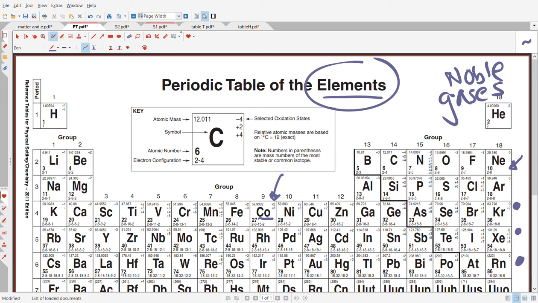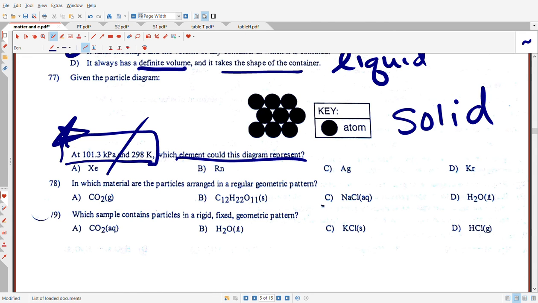And then we have Ag, which you're going to learn is silver, and silver is a metal, and metals are solids. There's only one metal that's not a solid, and that's mercury, and that's a liquid.